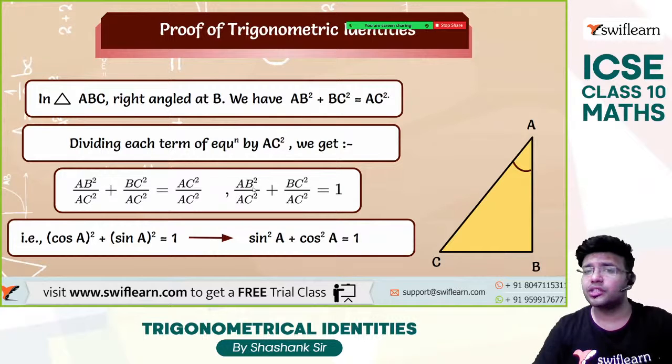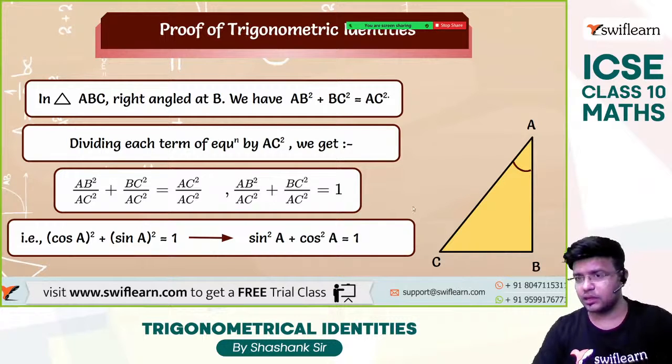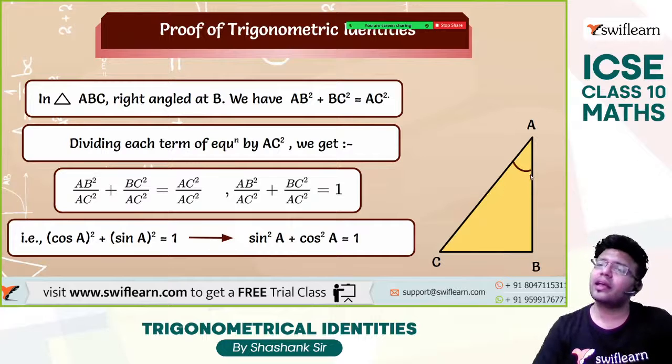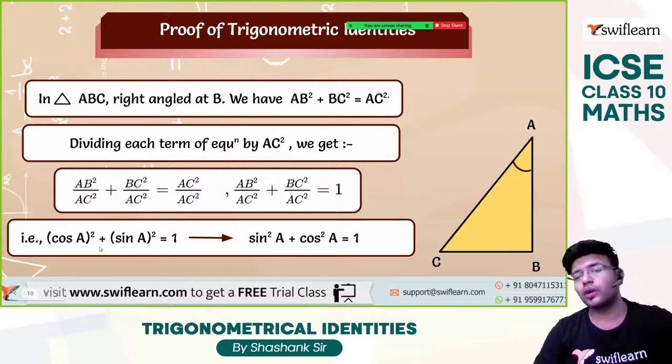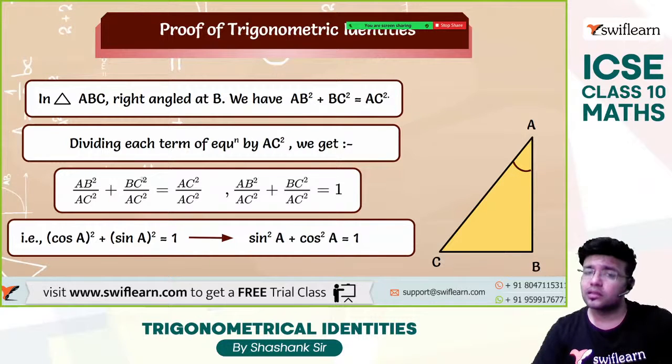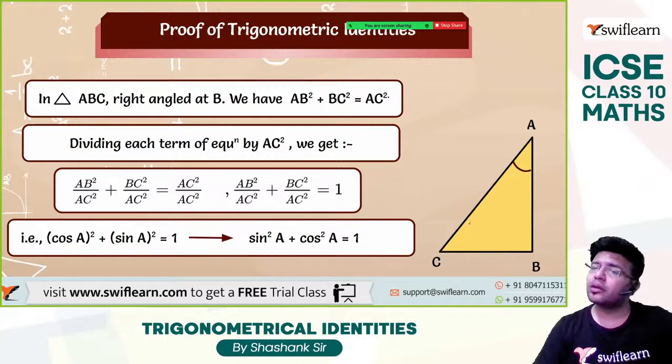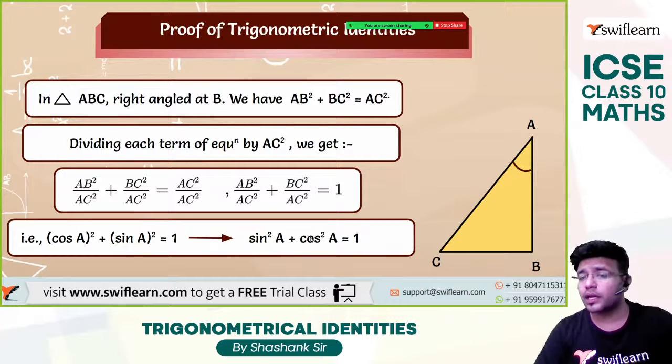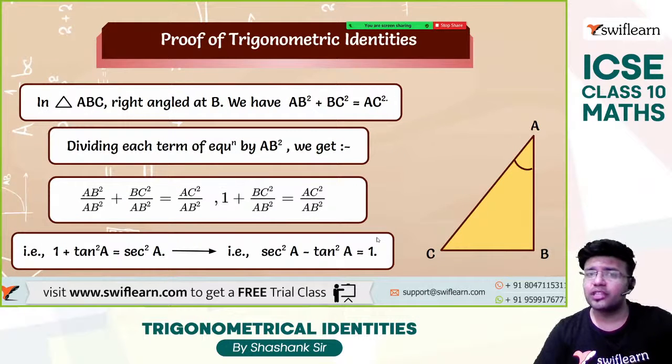Now, how much is AB by AC? This is the angle A. So AB is the adjacent side or the base. Base by hypotenuse is cos, so AB by AC whole square is cos square A. Plus BC by AC, perpendicular by hypotenuse, is sine, so whole square is sine square A, equal to 1. Now this will give us sine square A plus cos square A is equal to 1. The first identity is proved.